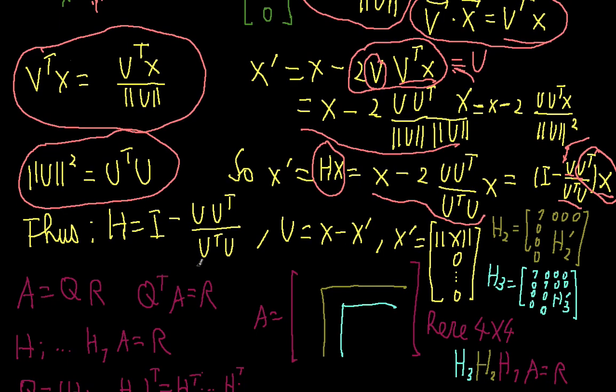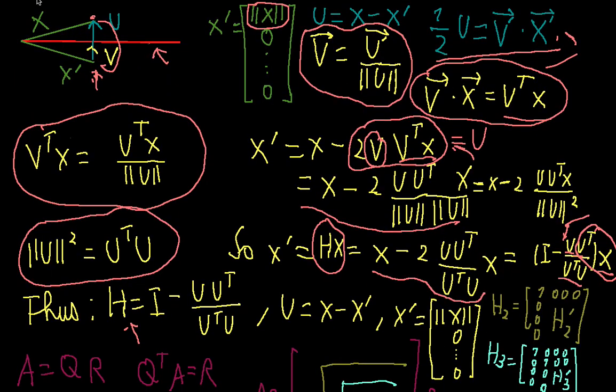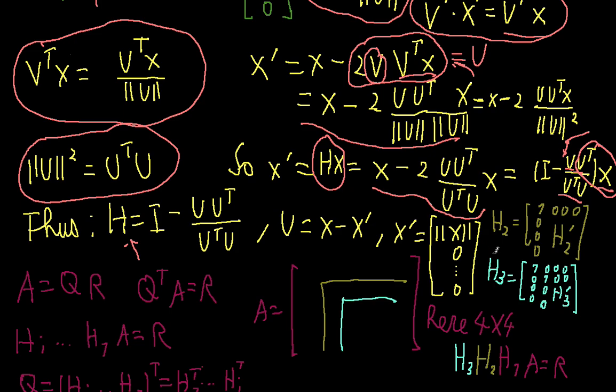So our Householder transformation H is equal to the identity matrix minus u times u transpose over u transpose u. And u is given by x minus x prime, where x prime again has as first component the length of our original vector x, and all other components are 0.